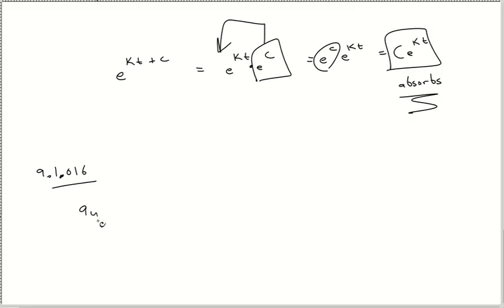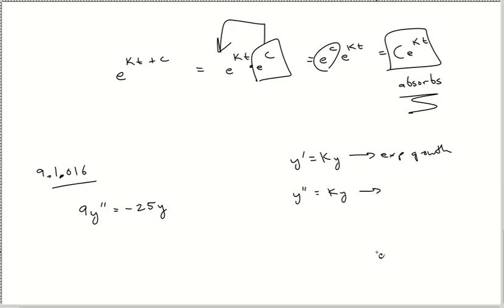So they start us out with 9y double prime is equal to negative 25y. And I'm going to ask you, do you know what the answer to this is? Just looking at this, let's go back again. Y prime is equal to ky, and this ended up being an exponential growth model. Isn't that weird? So now, y double prime is equal to ky. What is this going to be now? Can you tell? This is so funny.